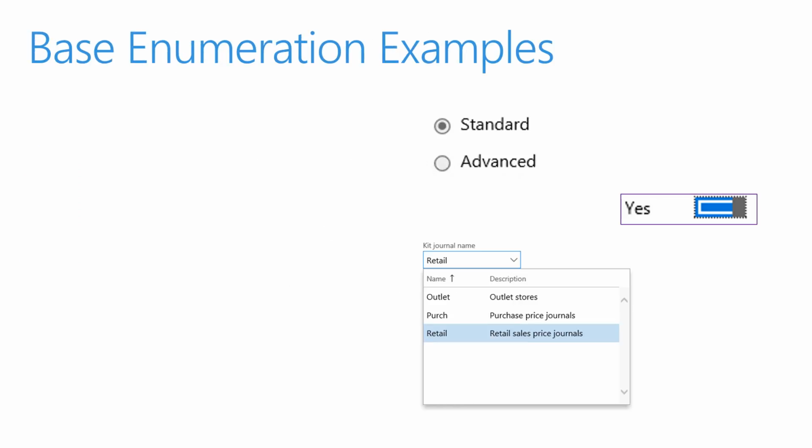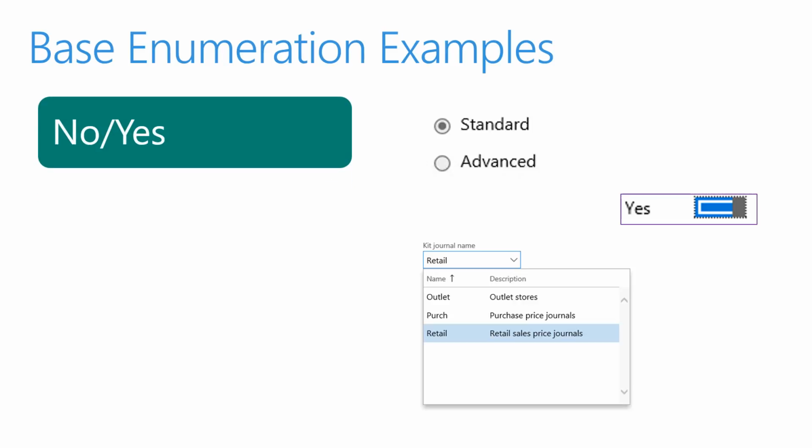There are hundreds of enumerable types that are built into the standard application. Each enumeration has various properties that control the appearance and function of the base enumeration. For example, the enum NoYes has two associated literals. That would be No and Yes. Typically, this type of enumeration appears as a slider in the user interface. As you can see, this is an example here.